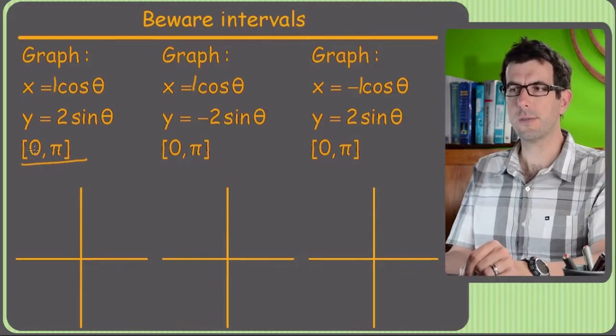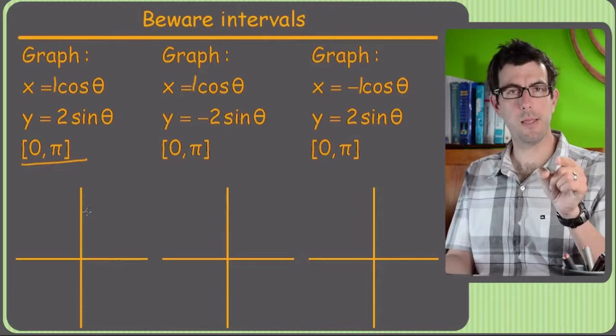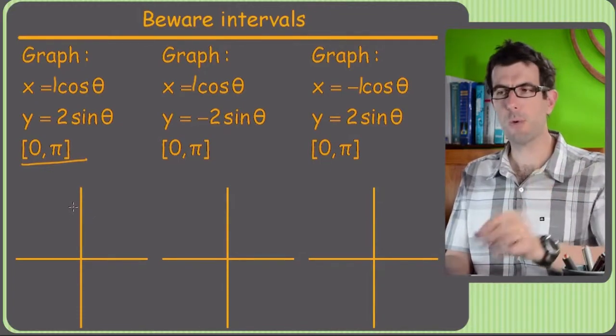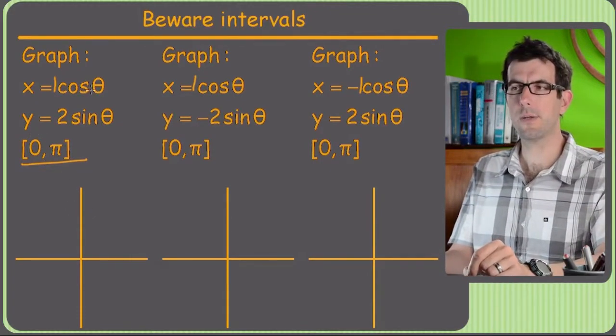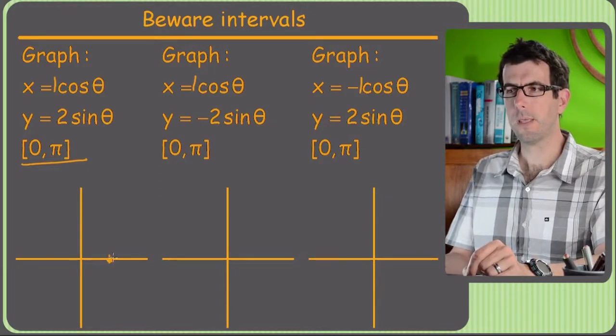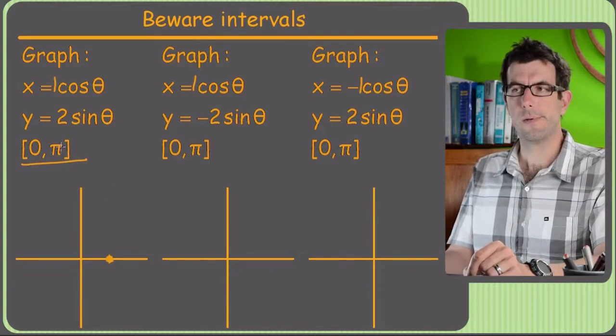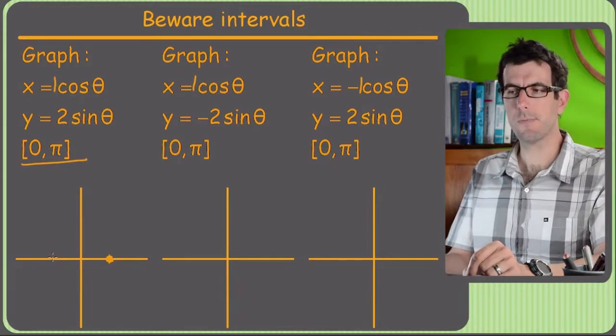So the question is, what happens as we go from 0 to pi? Do we get the top half of the ellipse, the right half, the left half? What do we get? Well, let's just start by plugging in 0. Plug in 0 for cosine, you get 1, and you get 0 for sine, so 1 comma 0. Then if you plug in pi, you'd get -1 comma 0.